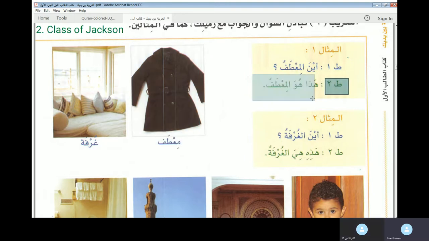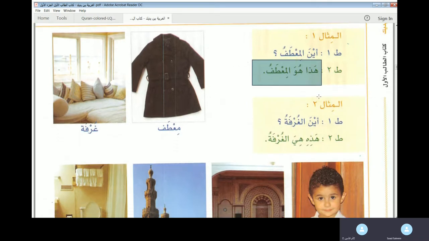Second student: Hadha huwal mihtafu. This is his coat. Here it is, the coat. You say here is the coat. For example, let's assume that Amin asks you where is the coat. You will give him the coat, and while giving him the coat, you will say "Hadha huwal mihtafu." Here is the coat. Take it.